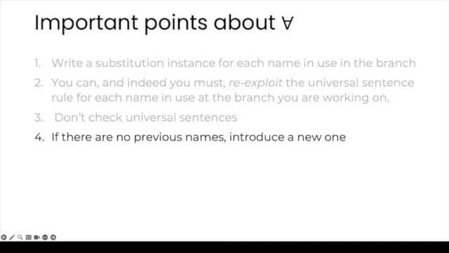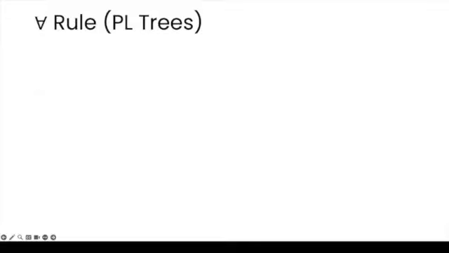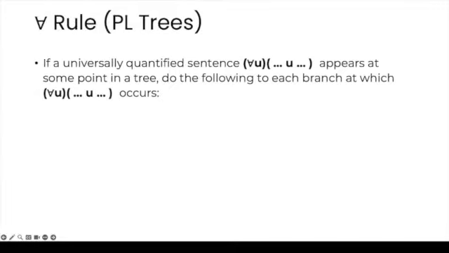Fourth, you might encounter a case in which there are no names being used at all. Here, since we stipulate that every domain has at least one individual, we can introduce a new name, so as to be able to apply the rule. So, without further ado, we can define the universal rule for PL trees.